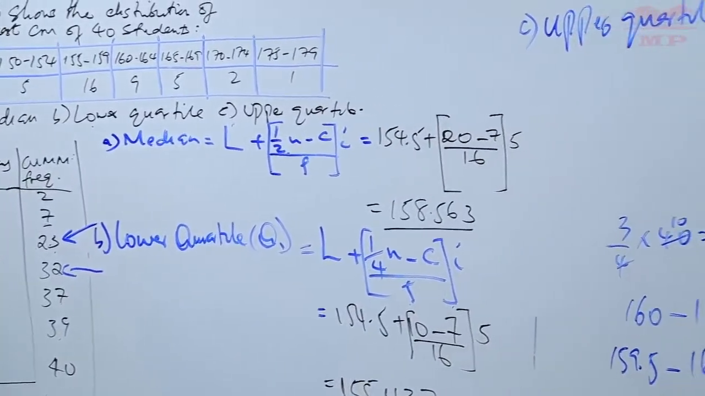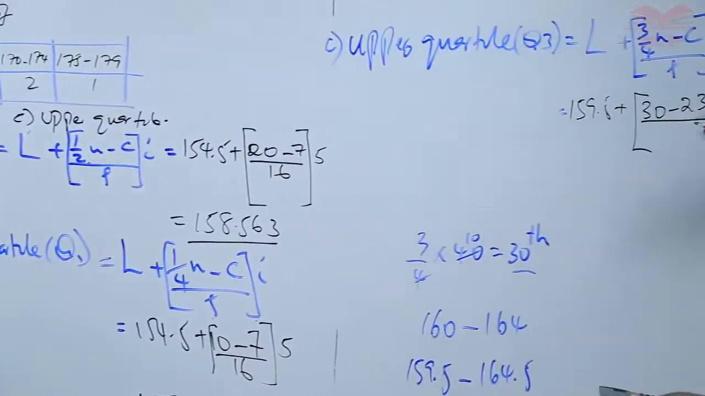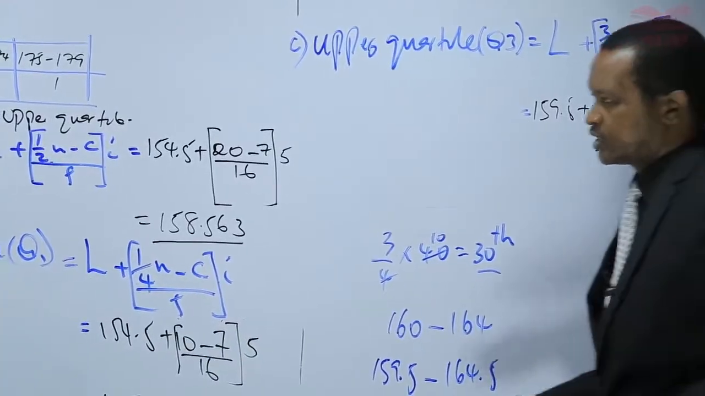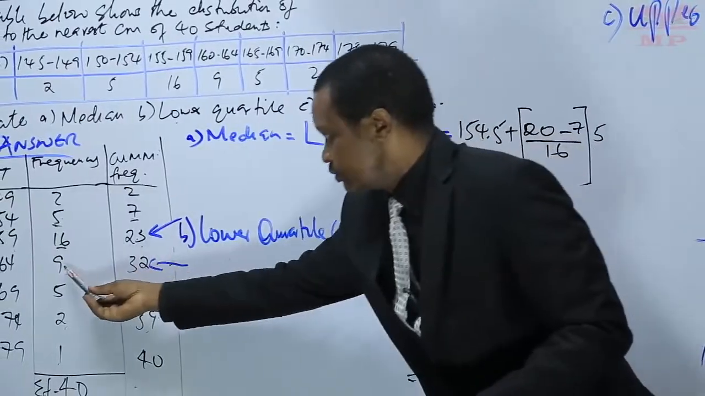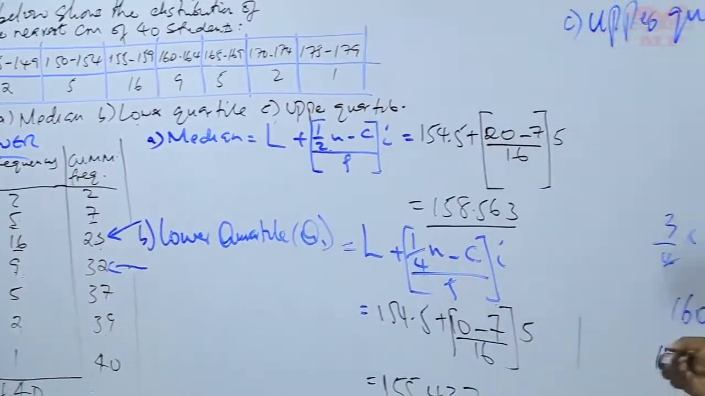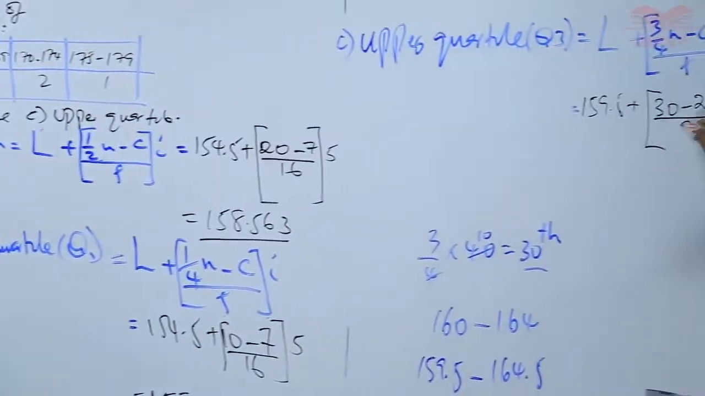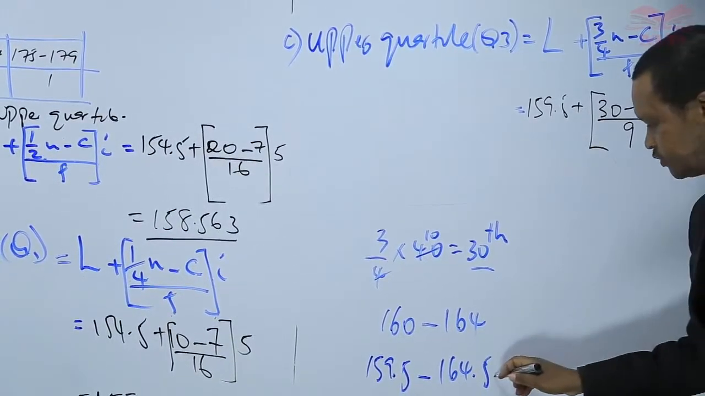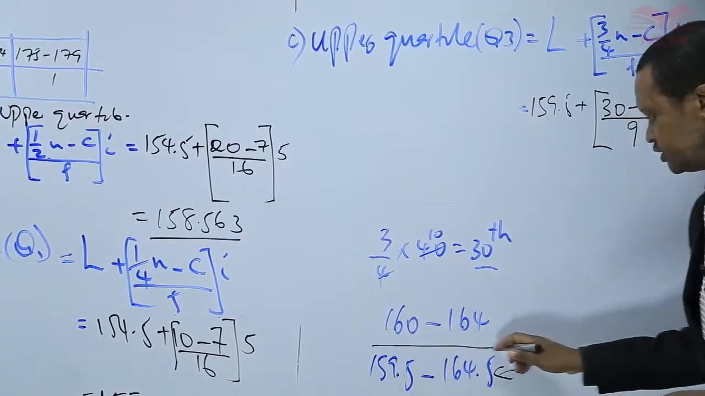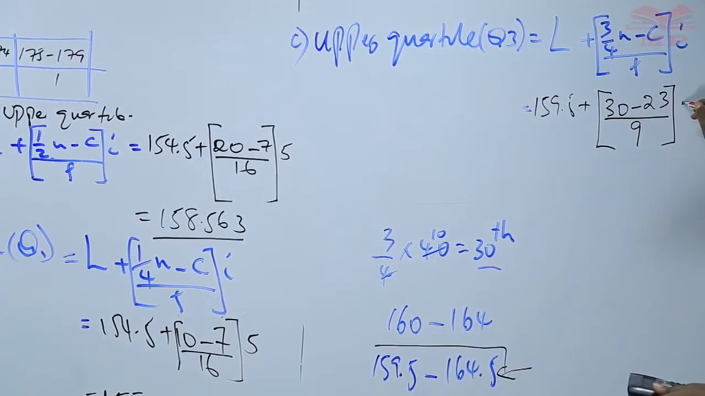Come here and write 23 divided by the frequency of the third quartile class. The frequency of the third quartile class is equal to 9. So come here and write 9. Then times the class interval, which is the difference between these two, equal to 5.